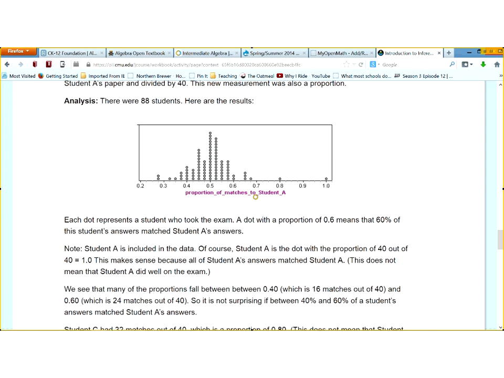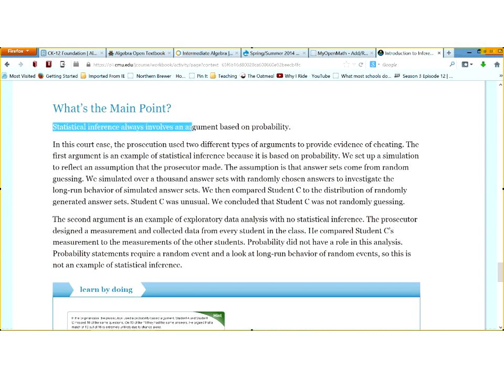So as this says, again, we mentioned this before, statistical inference always involves an argument based on probability. Okay.